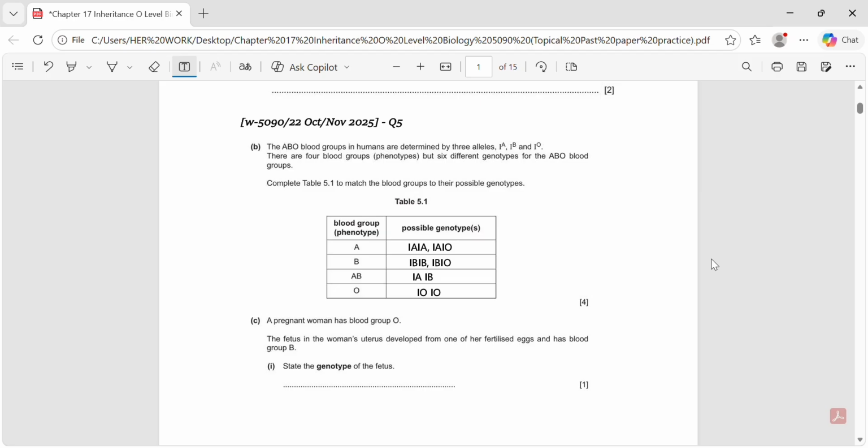In the next part, it says that a pregnant woman has blood group O, and the fetus developing from one of her fertilized eggs has blood group B. Part 1 asks us to state the genotype of the fetus. So, we will simply write here, the genotype is IBIO.